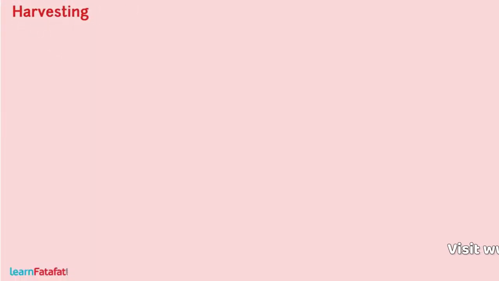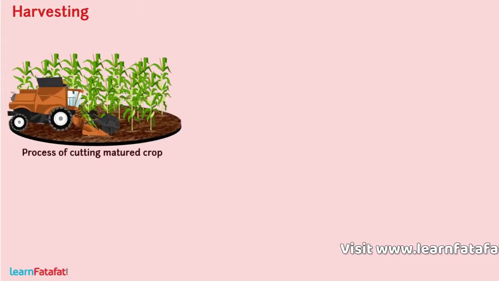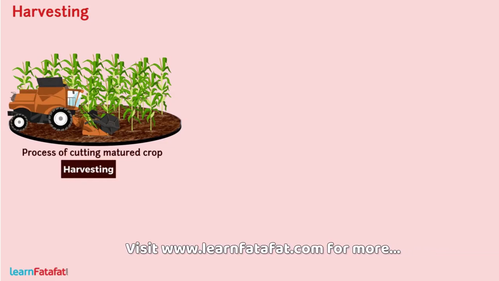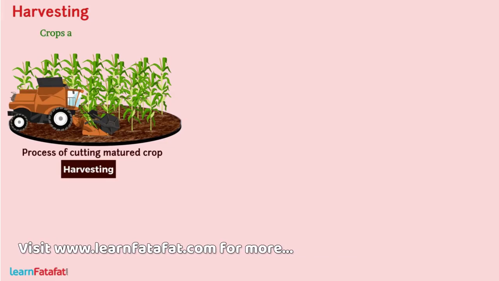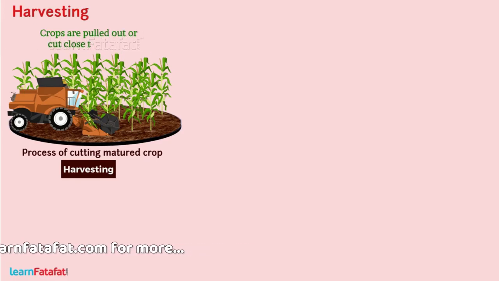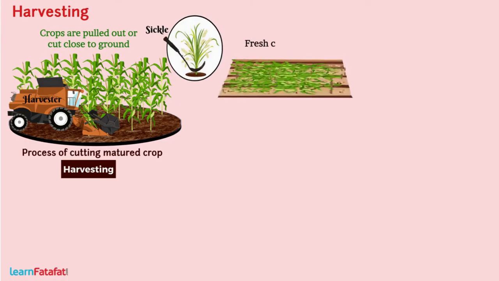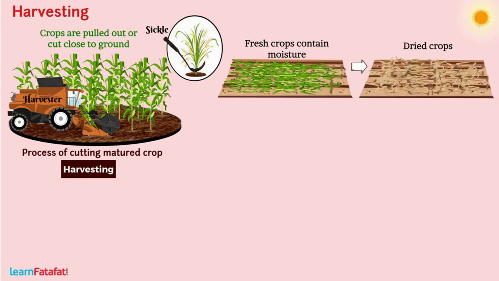Harvesting. The process of cutting matured crop is called harvesting. In this process, crops are pulled out or cut close to the ground either by sickle or by harvester. Fresh crops contain moisture, so these must be dried in the sun.